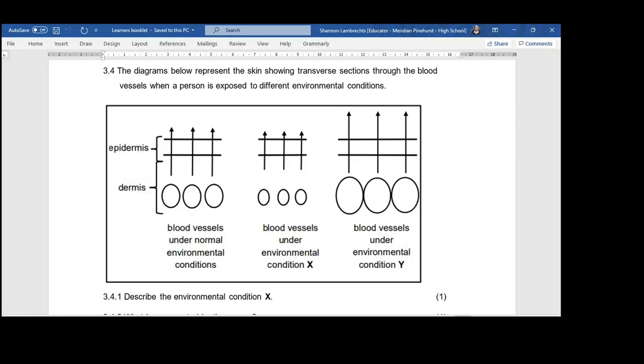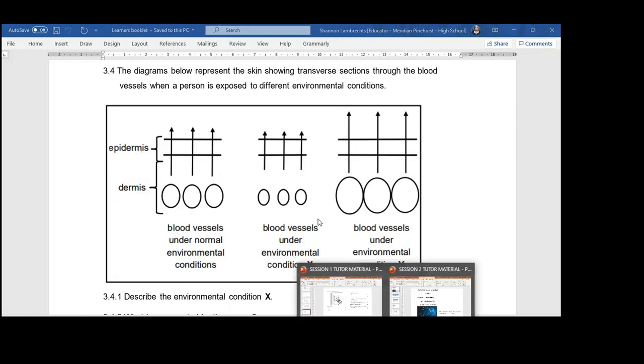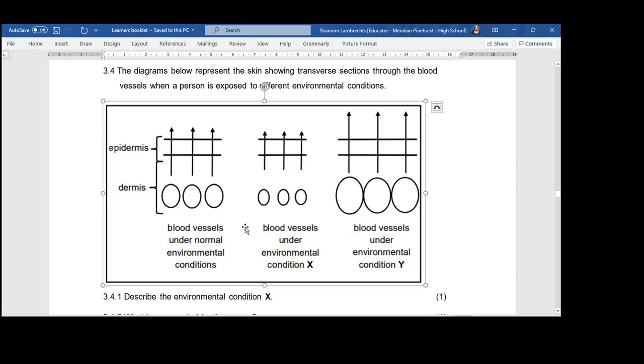Let me actually put up... I can't highlight this because it's a picture, but you can see the epidermis over there on top. Then you have the dermis, then you have circles here. So there's sort of medium circles, then there's small circles in the middle, and then there's huge circles at the end. And it shows you that the circles are the blood vessels under normal conditions.